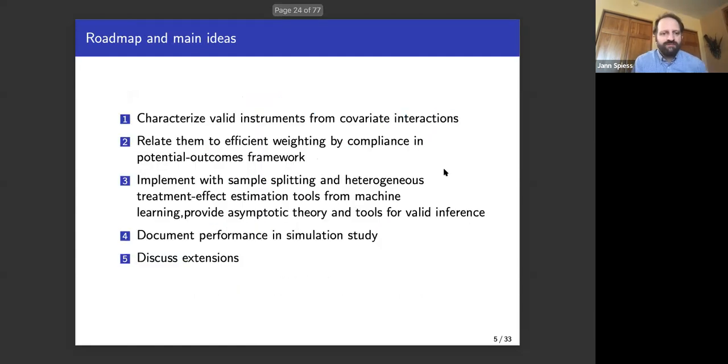And so here is the program for today. So first of all, I want to start from how can we actually use covariates and then come to a characterization of valid instruments that use covariate interactions. I then want to relate the resulting instruments to efficient weighting by compliance in a potential outcomes framework, propose an implementation using sample splitting and heterogeneous treatment effect estimation tools for machine learning, for which I will provide asymptotic theory and tools for valid inference. Then, if I have the time, document the performance of that in a simulation study and discuss some extensions.